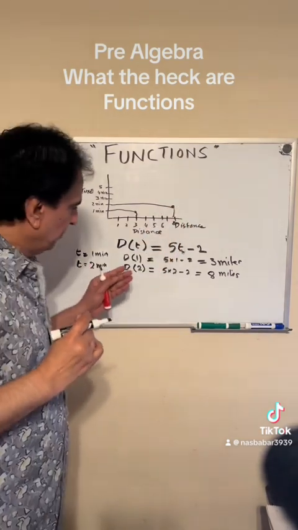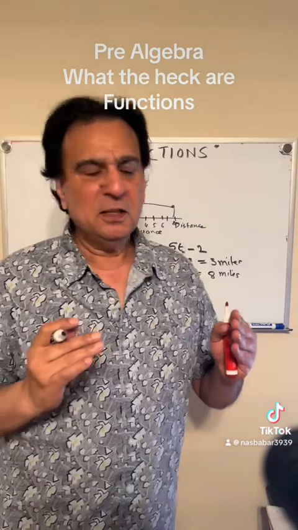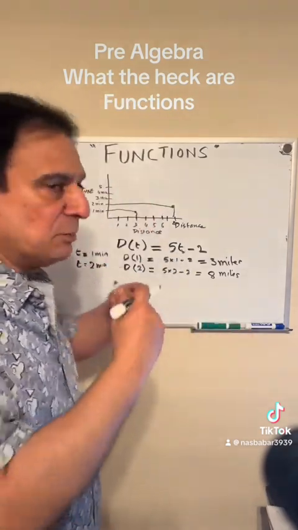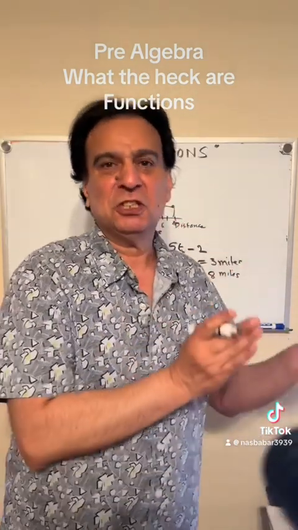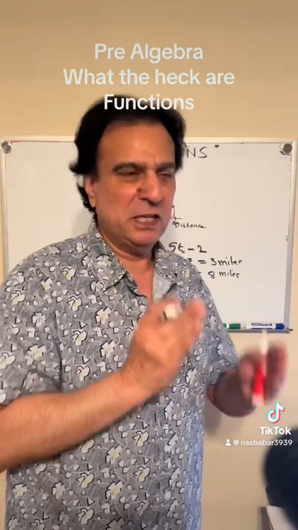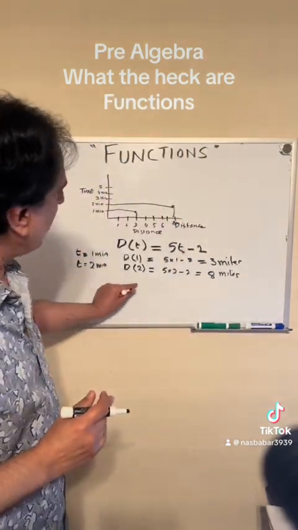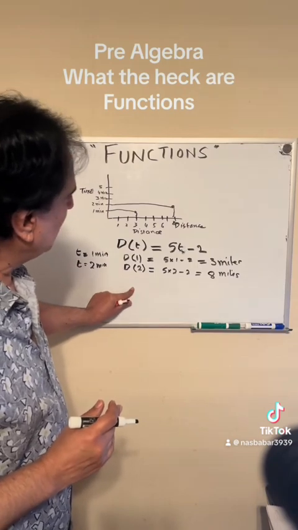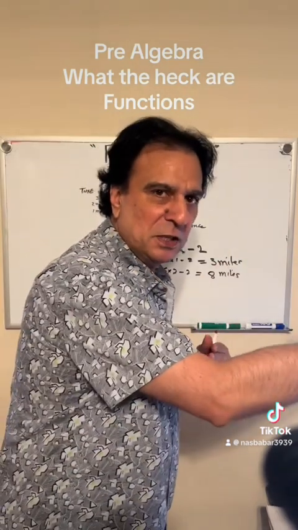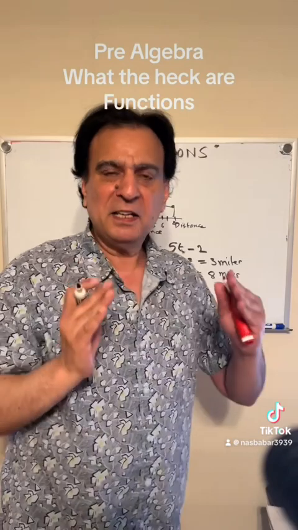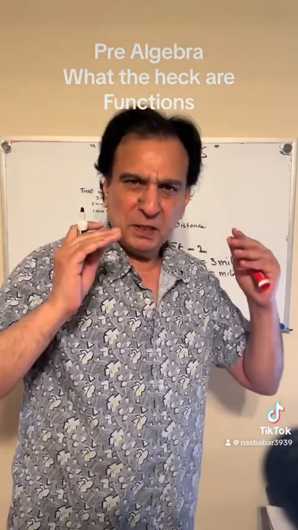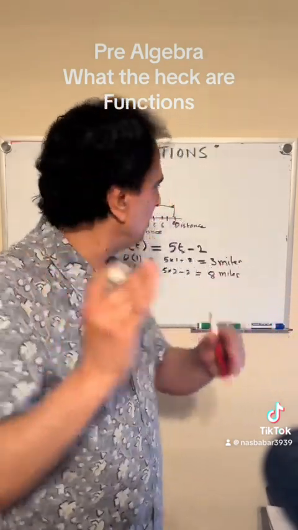So basically, a function is dependent on something else and it changes. That's the whole thing. Every time you change the value of time, the miles you have covered changes. So that is basically a function. I hope it makes sense to you. Let it sink in.